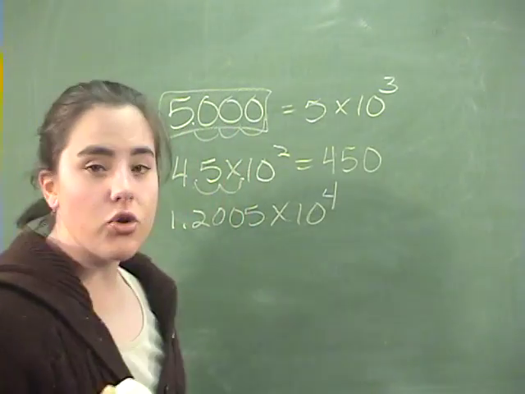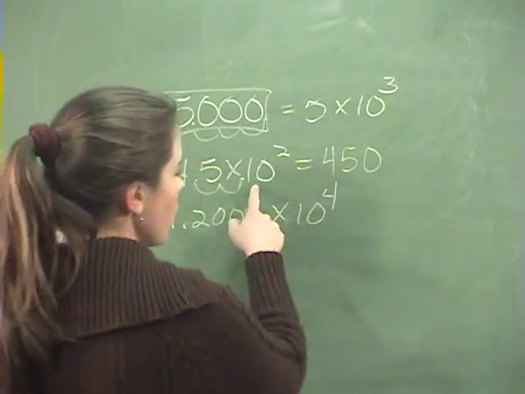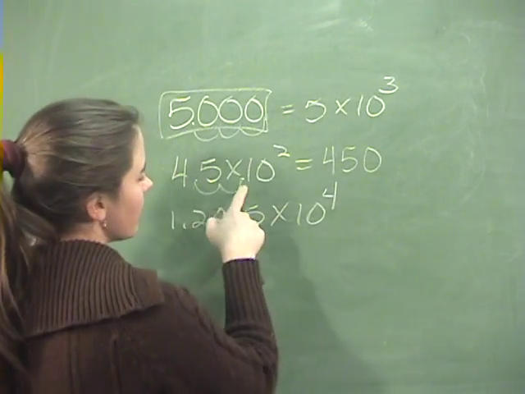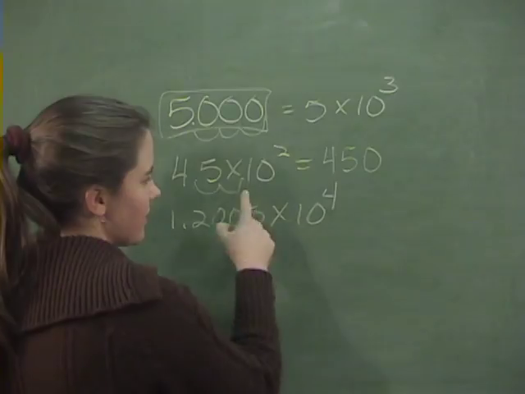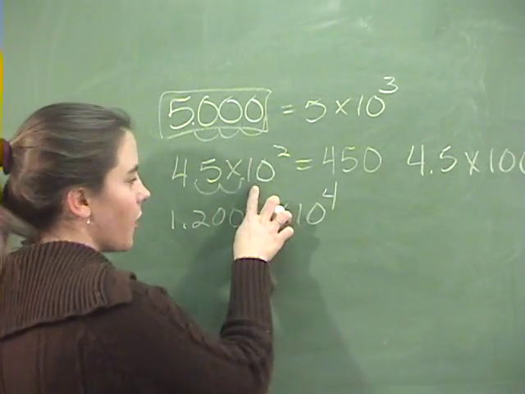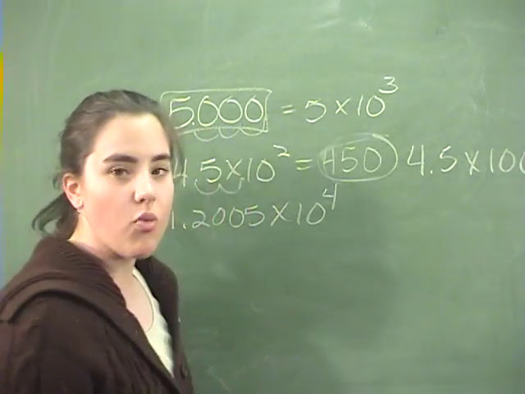So it's 450. Now you'll notice in this case that the answer doesn't have 2 zeros. Even though it's 10 to the second, it doesn't have 2 zeros because you moved the decimal over 2 spaces. It's the same thing as 4.5 times 100. Since 100 has 2 zeros, your exponent is still 2. However, your answer of 450 will only have 1 zero.